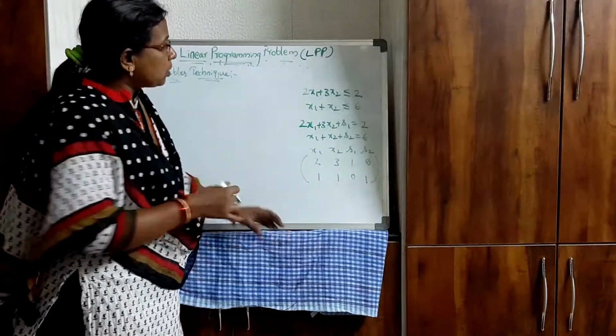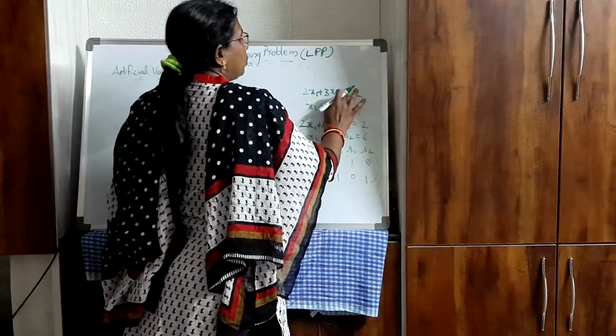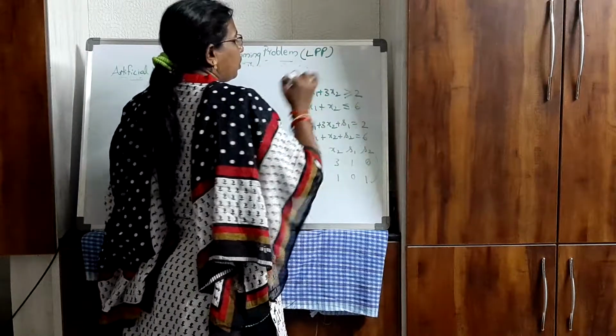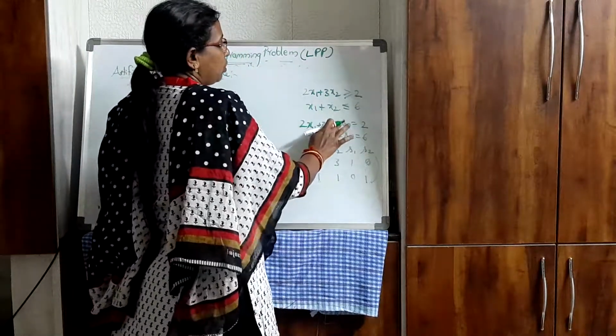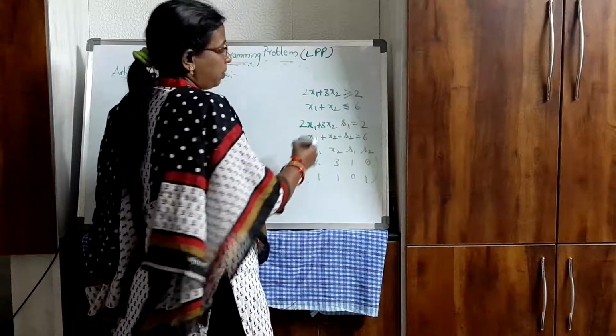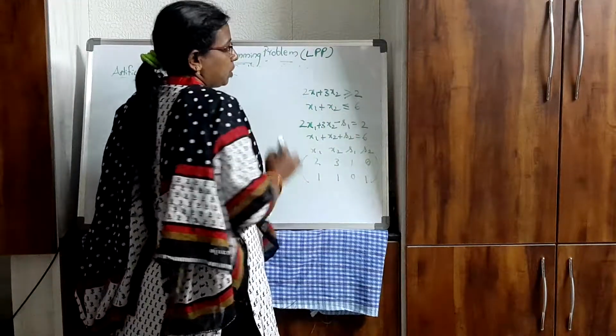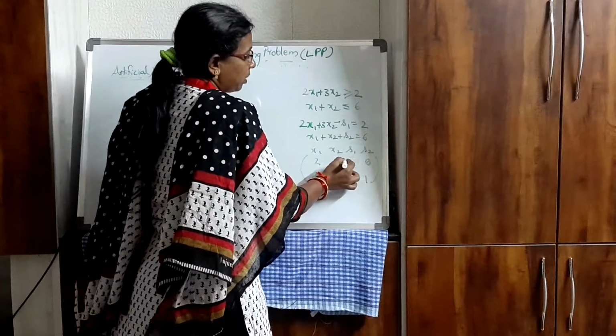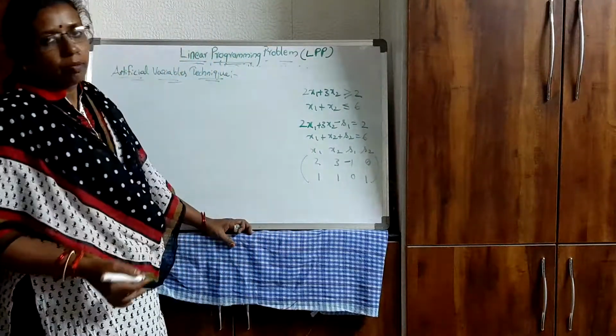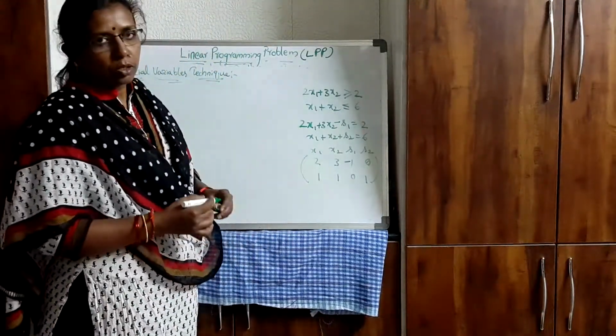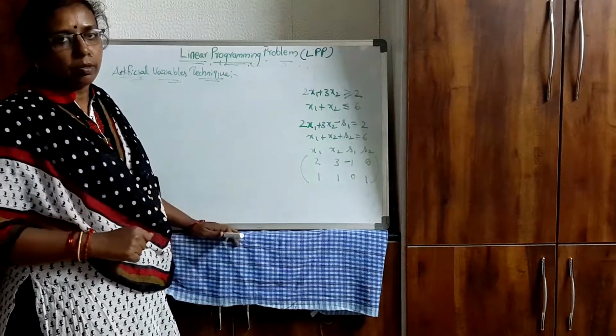Here also, suppose instead of less than or equal to 2, I have greater than or equal to 2. Greater than or equal to 2 means I should subtract a surplus variable. So here I will be having minus 1. Now this is not forming an identity matrix, so I will not be getting an initial basic feasible solution.